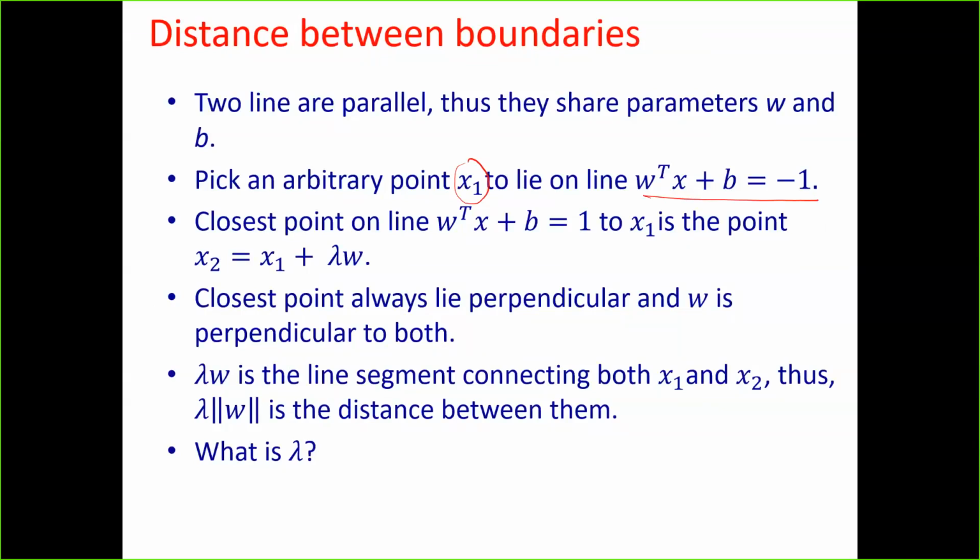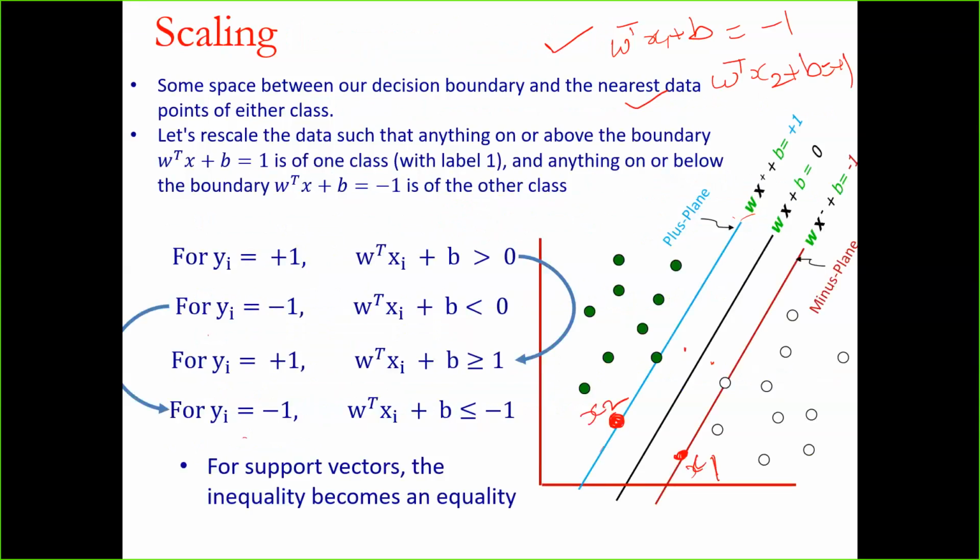And the closest point on this line to x1, the closest point on the positive boundary to x1, is the point which is perpendicular to this, right? So the closest point always lies perpendicular. Or do you think it is in any other direction? It will be only in the perpendicular direction, right? The closest point always lies perpendicular.